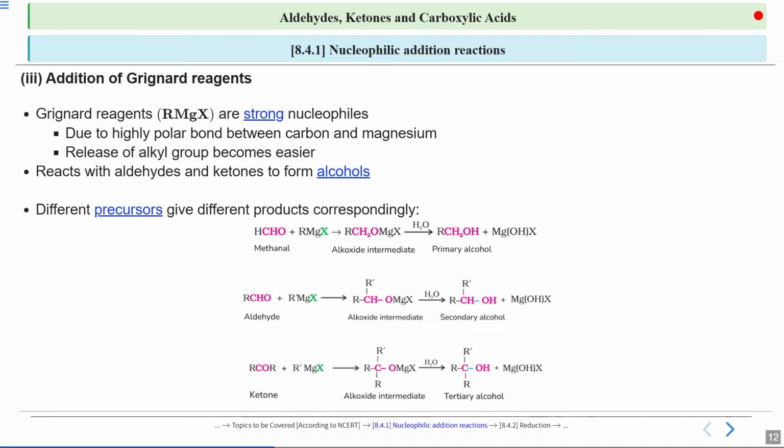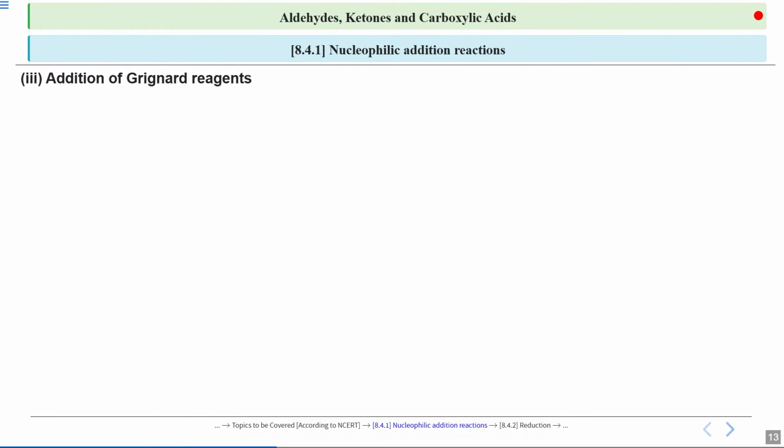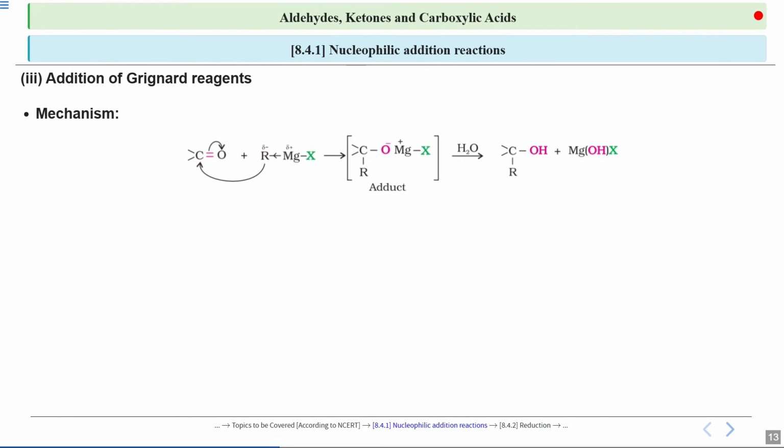Similarly, if you react a ketone with a Grignard reagent, you get a tertiary alcohol. In a tertiary alcohol, the carbon to which your OH group is attached is further connected to 3 carbon atoms. So if you react methanal with a Grignard reagent, you get a primary alcohol. Any other aldehyde gives a secondary alcohol. And a ketone gives a tertiary alcohol. Now we will see the mechanism, how this is happening.